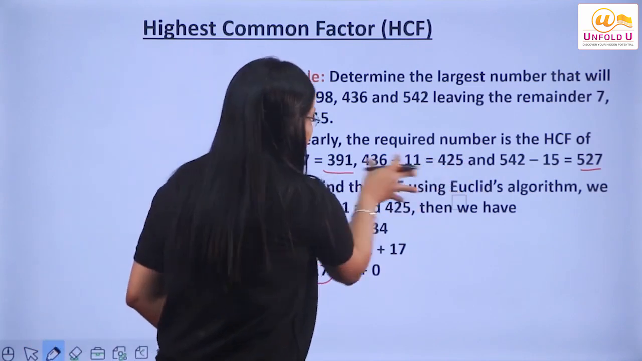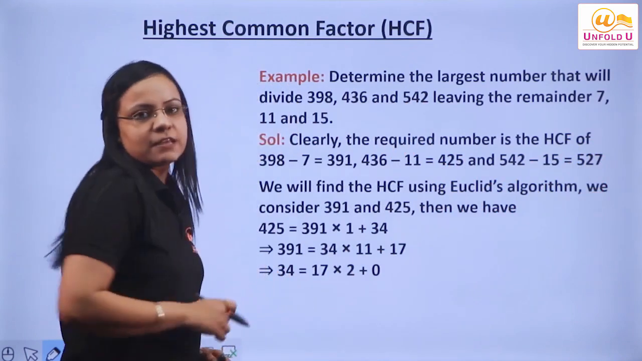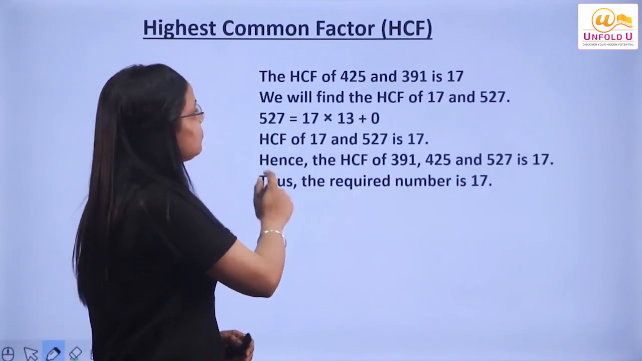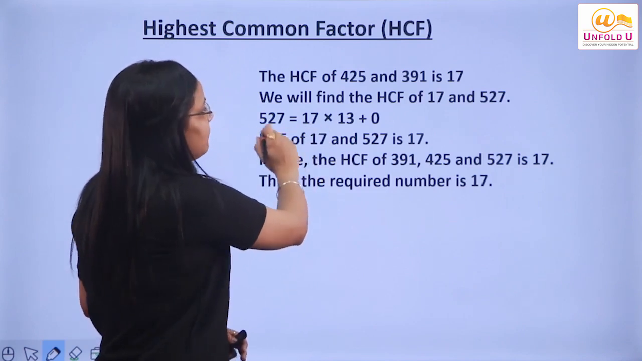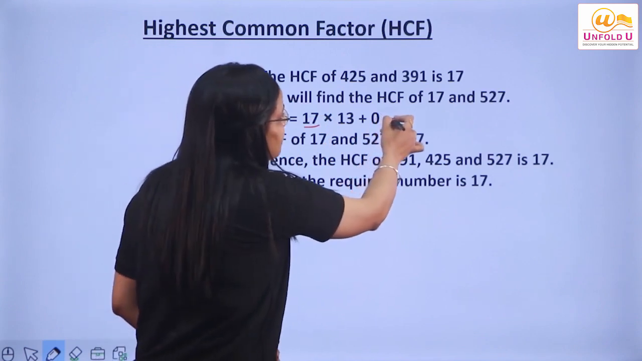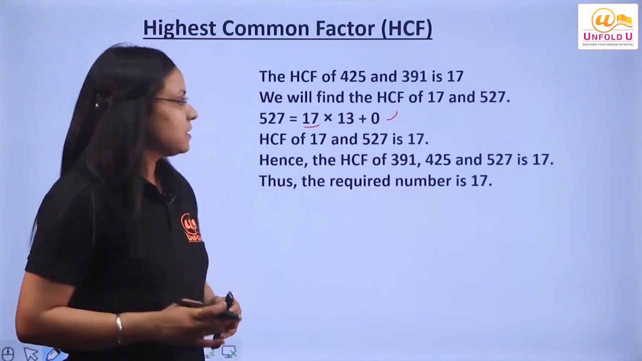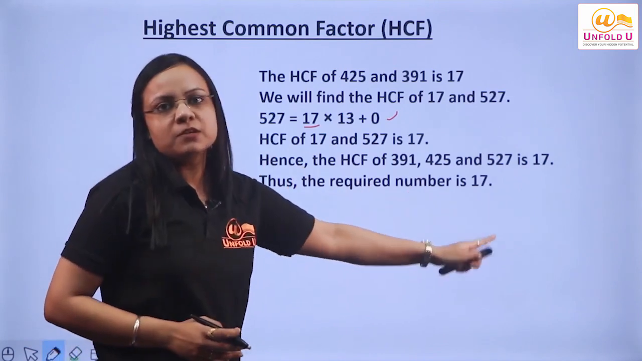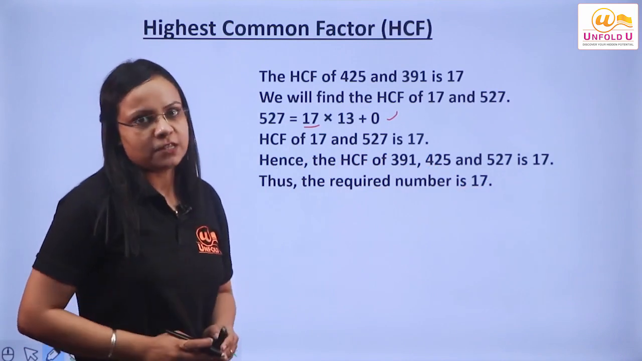Now let's find out the HCF of 527 and 17 using the same Euclid's division lemma. So we find out that the HCF of 17 and 527 is 17. Why? Because the remainder at this step is 0, so the divisor comes out to be the HCF. So we find that the HCF of all the three numbers is 17. So the required number comes out to be 17.